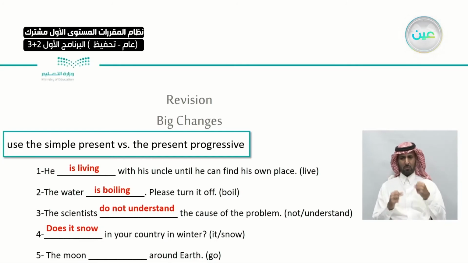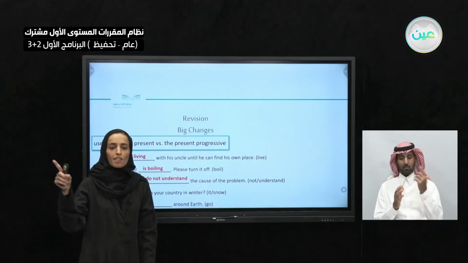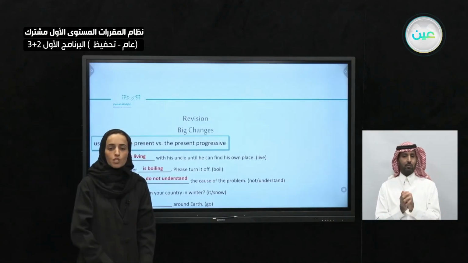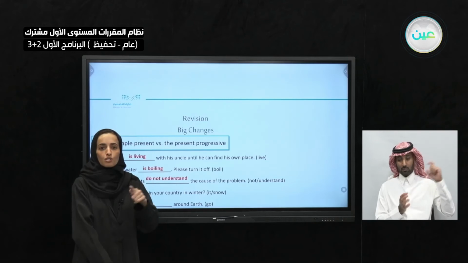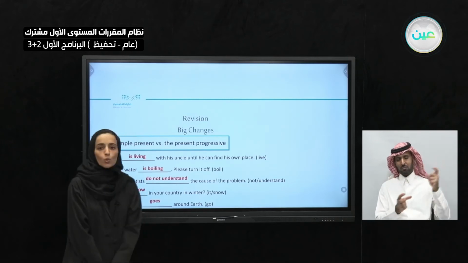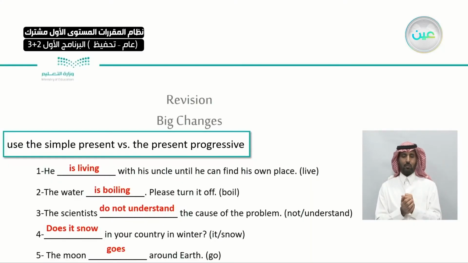The moon goes around Earth. It happened thousands of years ago and thousands of years later, so it will never change. We will say, it goes. Okay? This is the present simple and present progressive.